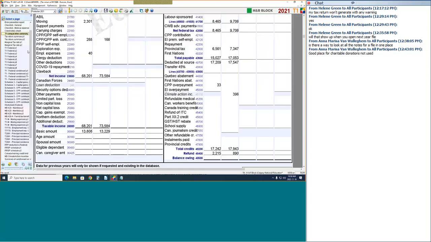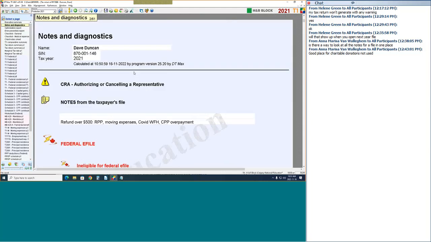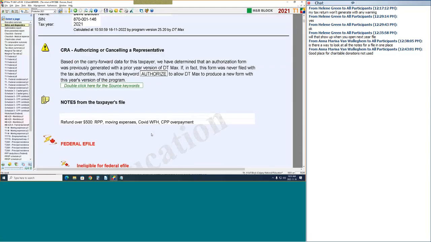Now when I go to my notes and diagnostics page, I should have a summary of why he has a refund. Again, this is a requirement. Every file you do in a real office setting, if you have a balance of more than 500 or you have a refund of more than 500, we need you to tell us why, particularly if we're giving them instant refund and we're going to give them money and let them walk out with it and we're going to hopefully get that money back from the CRA later. You had better be able to explain why they're getting a big refund, because we want to make sure they're actually going to get it. So in real life, in an office, this is a requirement.